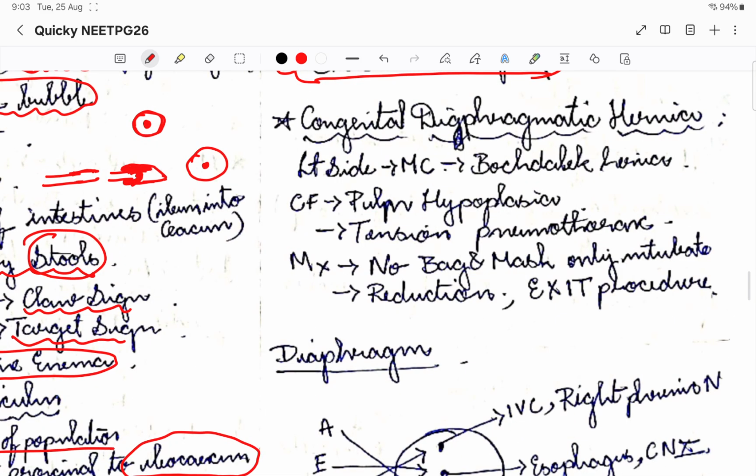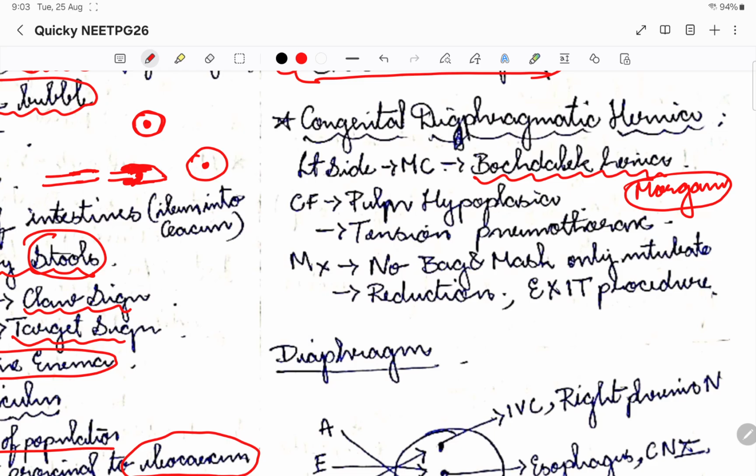Now coming to congenital diaphragmatic hernia, you know that, right? This is an emergency case. Basically the left side is the most common. It will be Bochdalek hernia. Okay, so Bochdalek hernia will be the most common congenital diaphragmatic hernia with respect to kids. Please remember it is the Morgagni hernia with respect to adults.